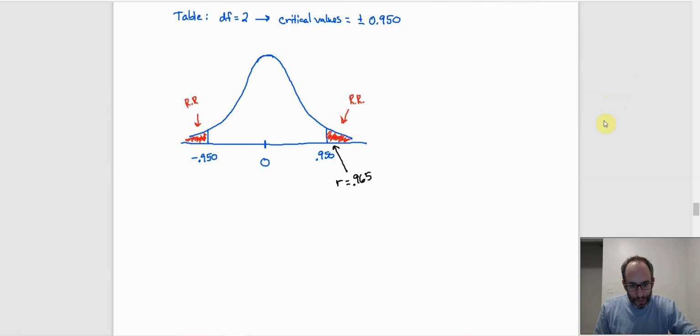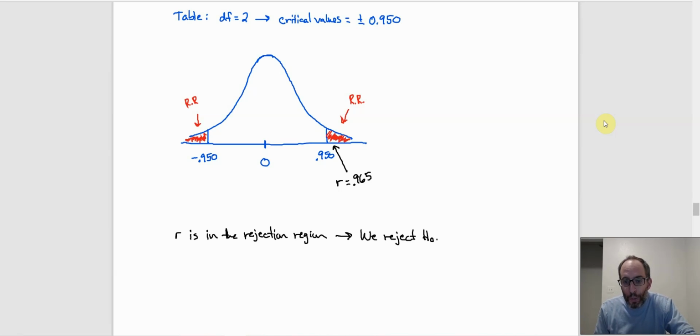So we can say R is in the rejection region. So that would mean that if you think about it in terms of the hypothesis test, with the null and alternative, that means that we should reject the null. So I'll just say we reject the null.